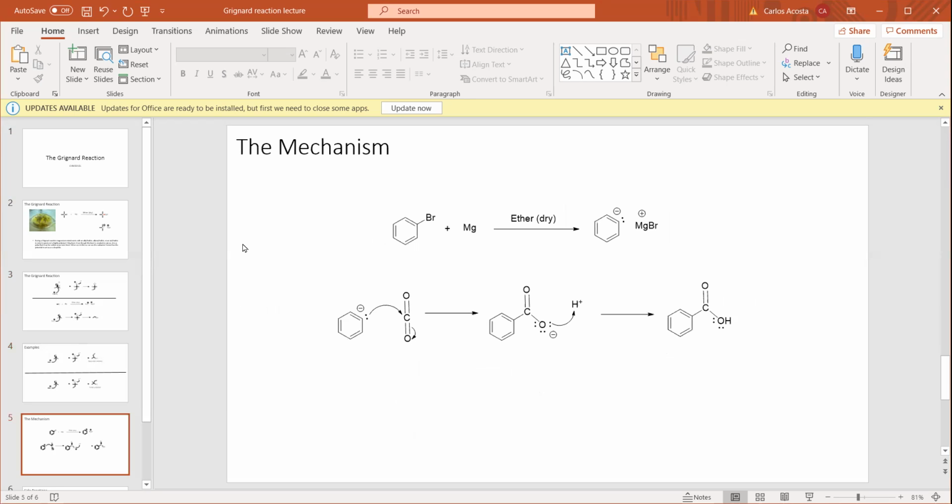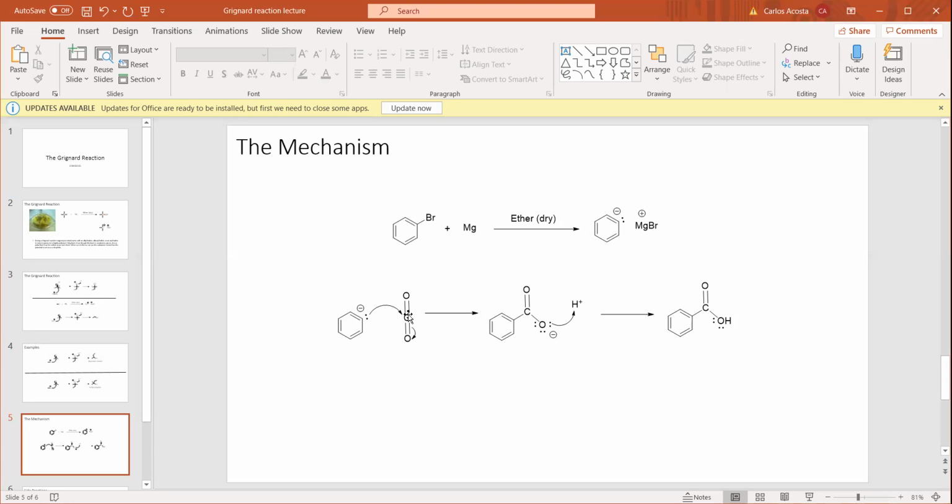Now, we could also use this reaction to create carboxylic acids. And this is actually what's done in your lab manual. This is what's done in the experiment. So what they do is they get an aryl halide, shown here, which is bromobenzene. They react it with magnesium in dry ether, has to be dry, no water can be present, and we form our Grignard reagent. The Grignard reagent will then attack a molecule of CO2 at the carbon.